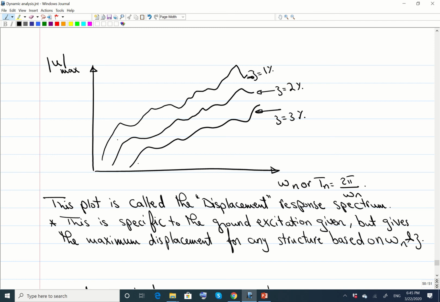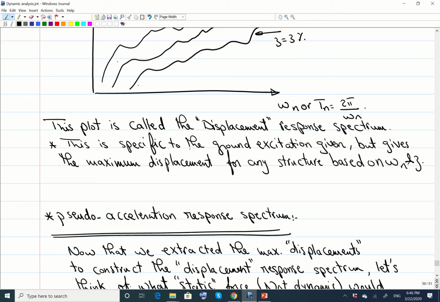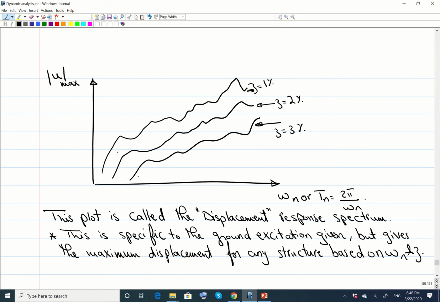How much is the displacement, or the maximum displacement, that would happen in a structure with a given natural period Tn, or natural frequency omega n? But this is specific to the ground excitation that we simulated. So this is called the displacement response spectrum.